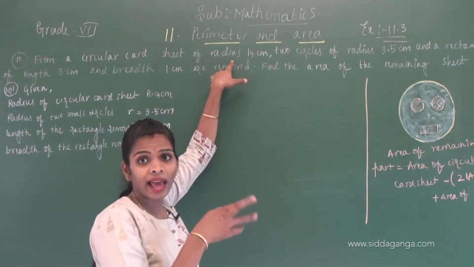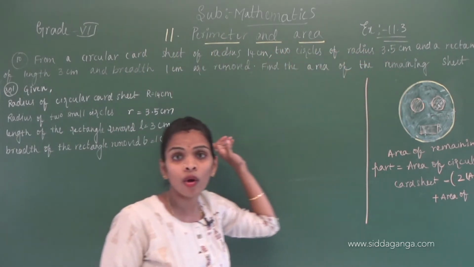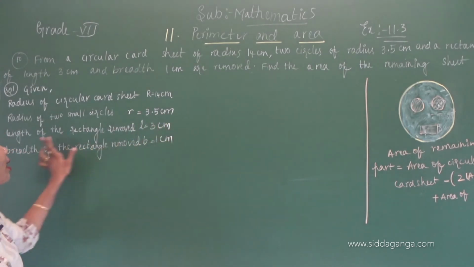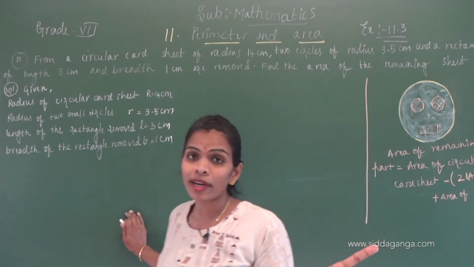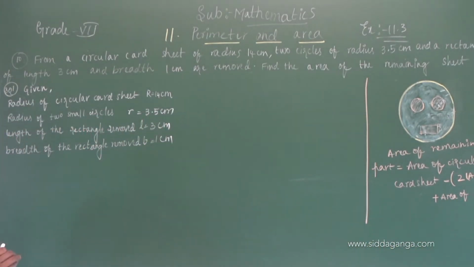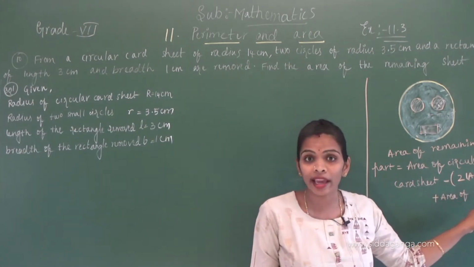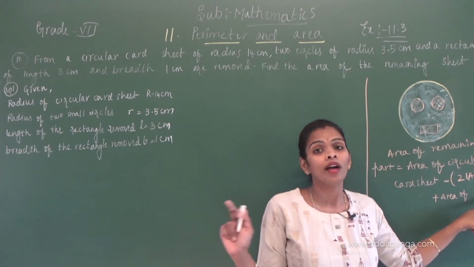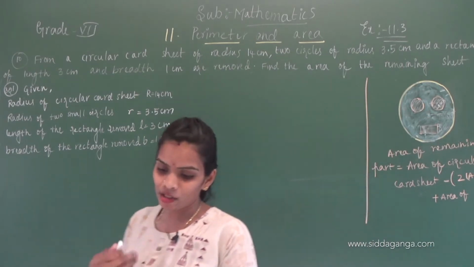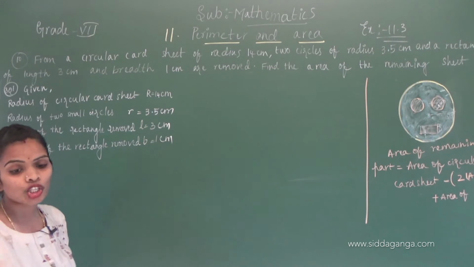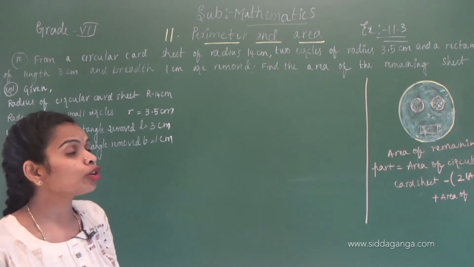Radius of the outer circle I have written, that is 14 centimeter, and the two small circles that they are going to remove also I have written, that is 3.5 centimeter, and length of the rectangle which is going to be removed, length is 3 centimeters and breadth is 1 centimeter. What we have to find now? We have to find the area of circular card sheet, two times the area of small circles, and the area of rectangle. Individually, we have to find each area.